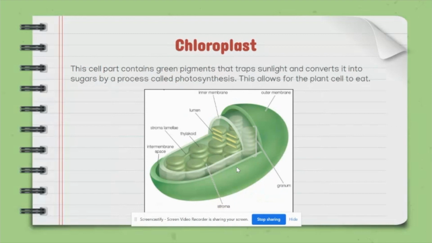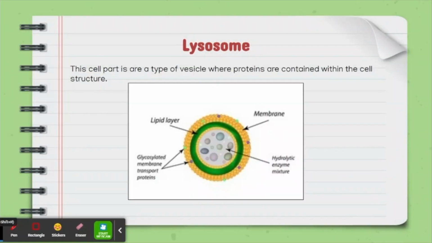But this cell part contains green pigments that trap sunlight and convert it into sugars by a process called photosynthesis. Chloroplast is this organelle. This allows the plant cell to make and consume energy. Found in both animal cells and plant cells, lysosomes are a type of vesicle where proteins are contained within the cell structure.